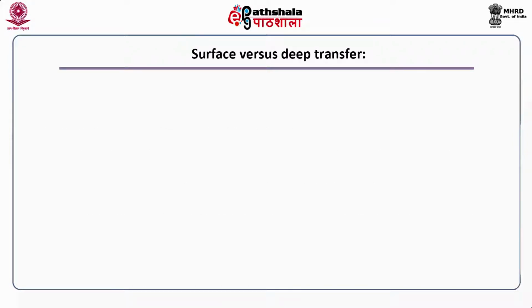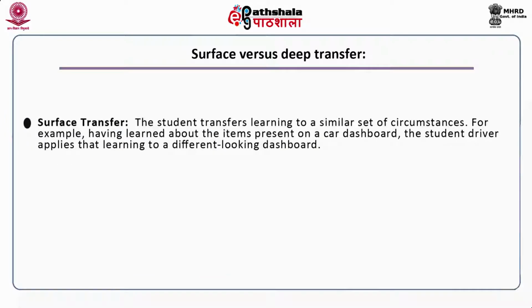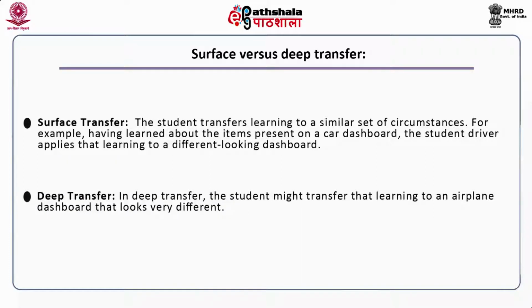Let us discuss surface versus deep transfer. Surface transfer. The student transfers learning to a similar set of circumstances. For example, having learned about the items present on a car dashboard, the student driver applies the learning to a different looking dashboard. Deep transfer.